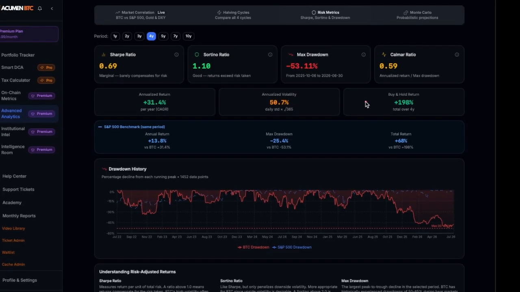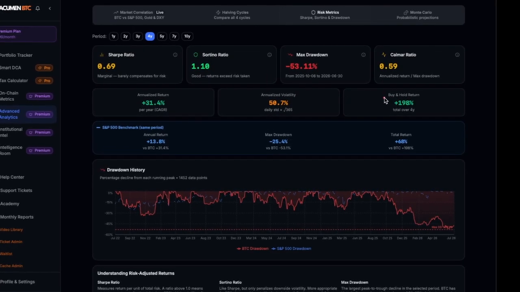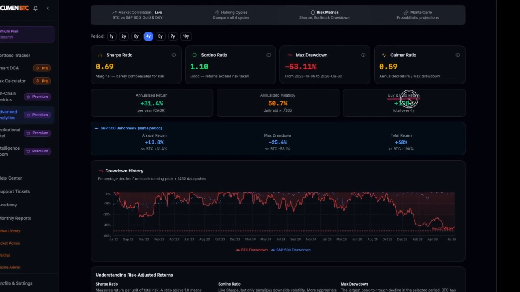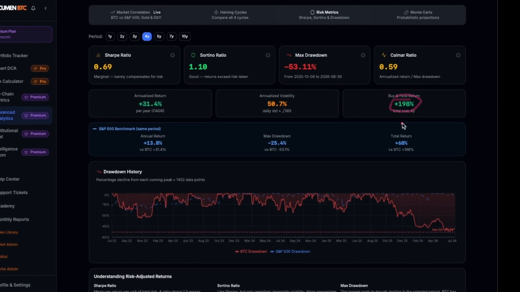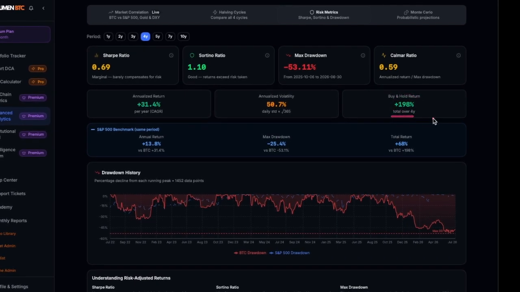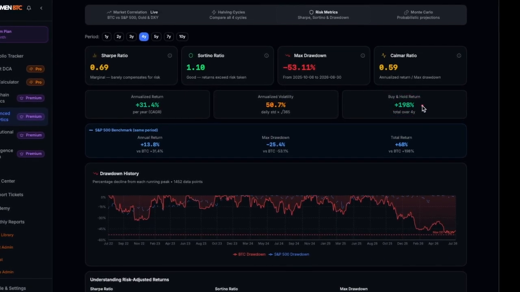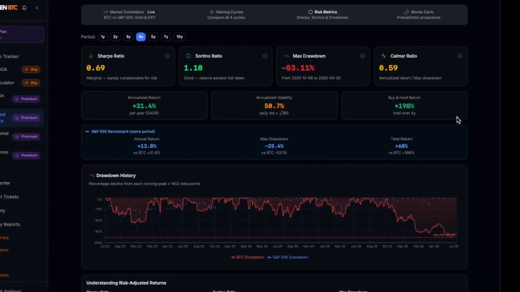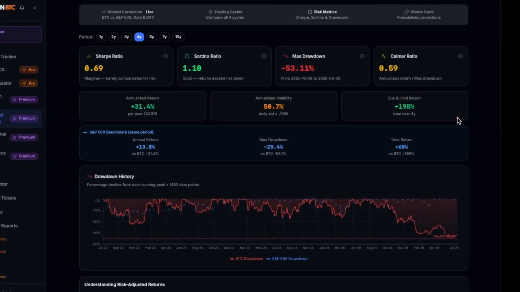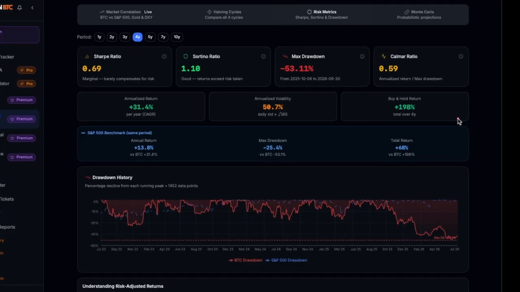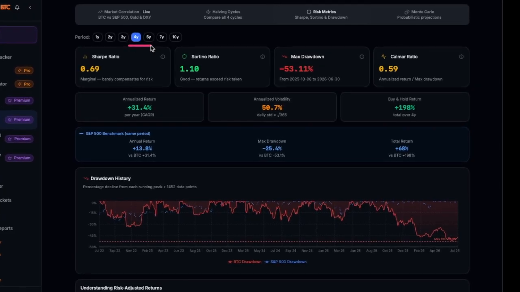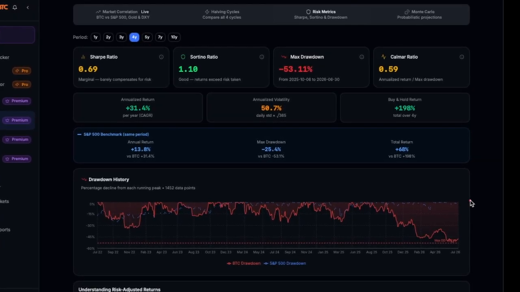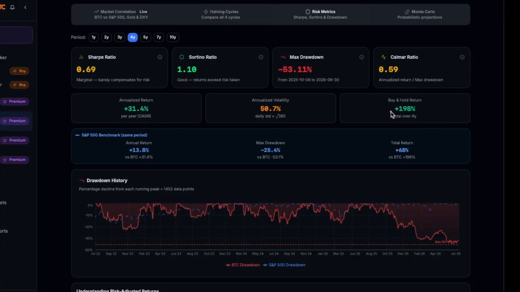And the bottom line? Buy and hold return, 198% total over 4 years. If you bought and held for 4 years, you nearly tripled your money. Buy and hold return shows the total return an investor would have achieved by simply purchasing Bitcoin at the beginning of the selected period and holding it until the end. No trading, no market timing, just long-term ownership.